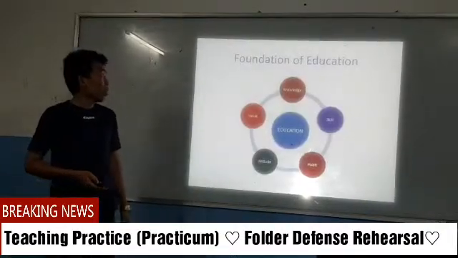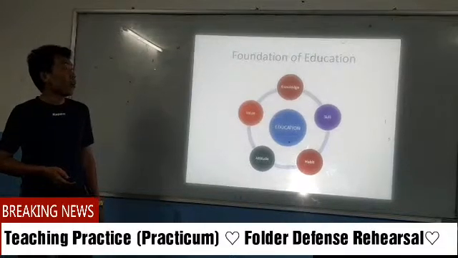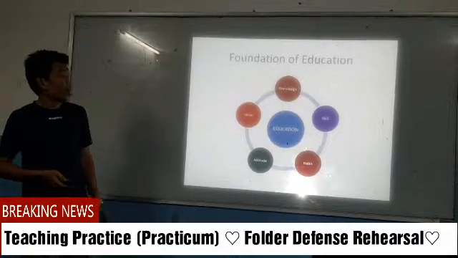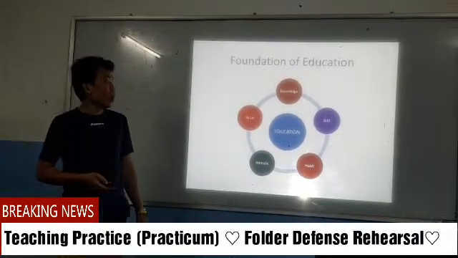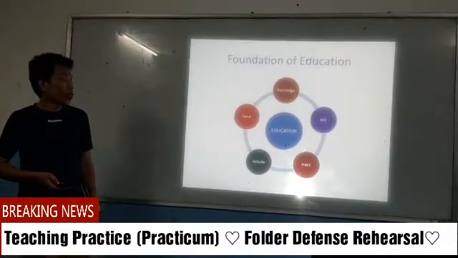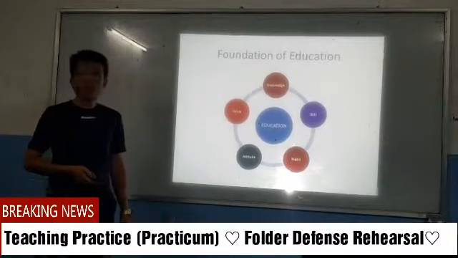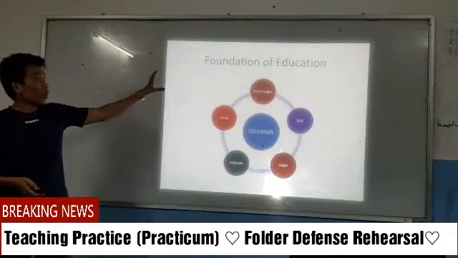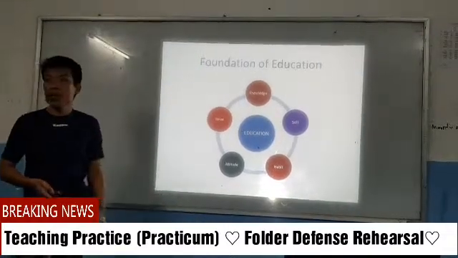The next point is about foundation of education. Foundation of education covers knowledge, skill, habit, attitude, and value. These are the points that we learn from the foundation of education.